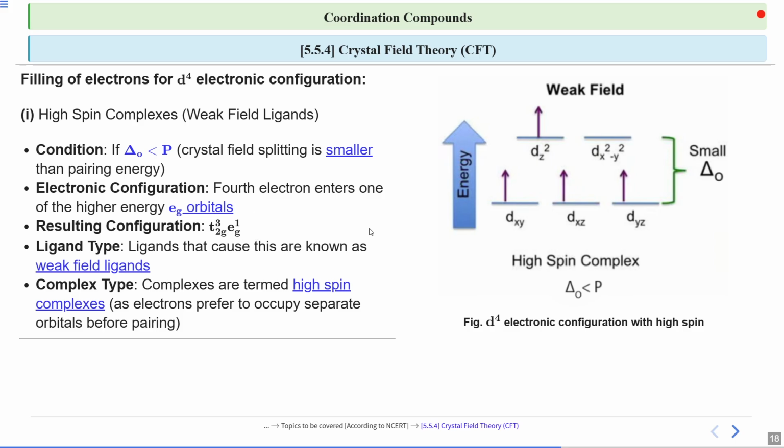T2G3 EG1. The energy difference between T2G and EG is smaller, so delta naught is smaller, due to which the electron will jump into the higher energy EG orbital and singly occupy the dz square orbital in the EG set. The high spin complex forms under the condition that delta naught, the crystal field splitting, is smaller than the pairing energy.